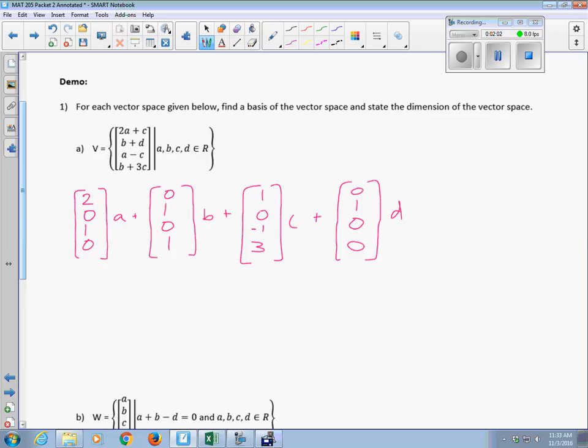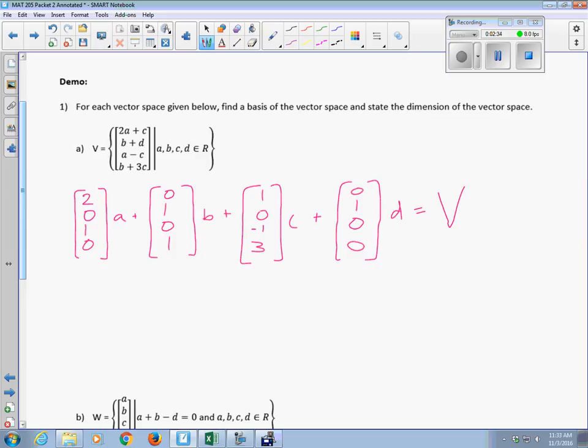All right, so the vectors I've written down here, (2, 0, 1, 0), (0, 1, 0, 1), (1, 0, -1, 3), (0, 1, 0, 0), form a spanning set, right? Because that means that if you take a linear combination of them, you can create any vector in the set. So I've basically written this, this is my set V. I just expanded it into parametric vector form. So V is the span of those 4 vectors.